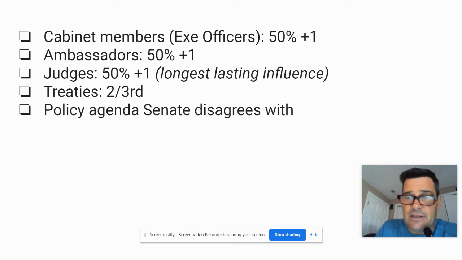Always, of course, and this could be said with the House as well, but specifically we're talking about the Senate, there's any sort of policy agenda the Senate disagrees with. So a president comes out with some sort of new healthcare policy and the Senate disagrees with it. This is more likely when the Senate and the president are of different parties, so you have divided government, but at the same time, it can happen even within the same party. So some sort of policy that the Senate disagrees with the president on.